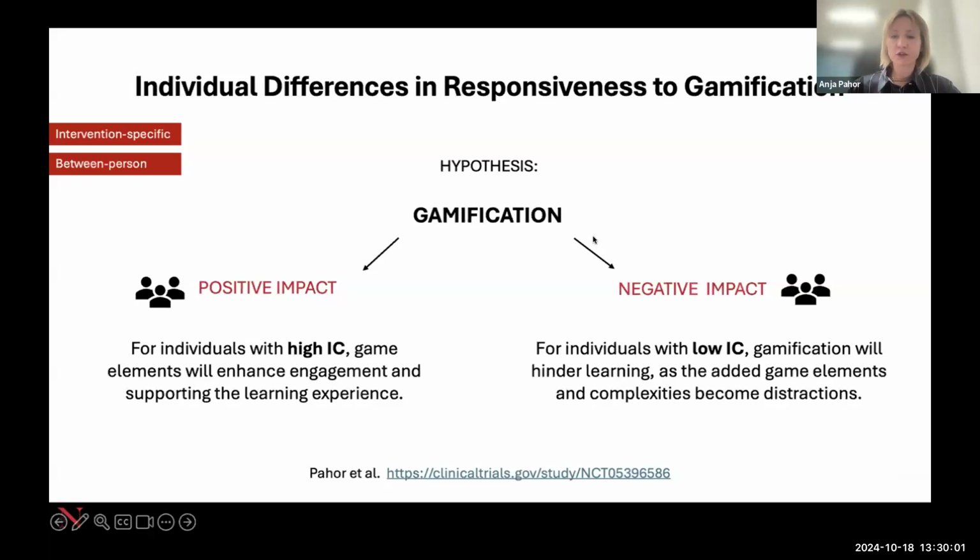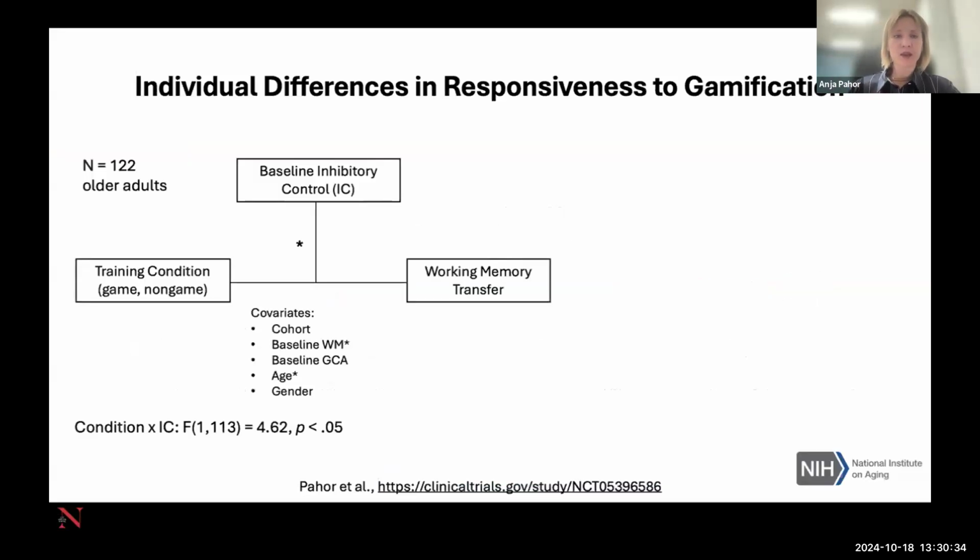And in terms of individual differences in responsiveness to gamification, we actually hypothesized that for some individuals, gamification might have a positive impact, particularly for those individuals with high baseline levels of inhibitory control. Whereas for older adults with lower baseline levels of inhibitory control, gamification might actually hinder learning as these added game elements become distractions, essentially. And this hypothesis was also pre-registered. So based on some preliminary findings, we were able to confirm this hypothesis.